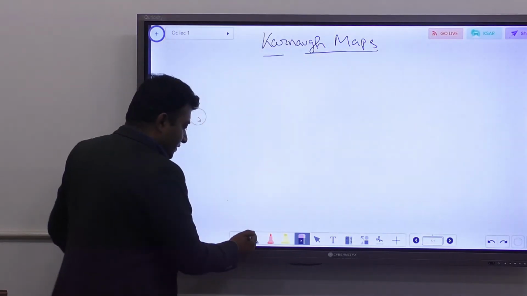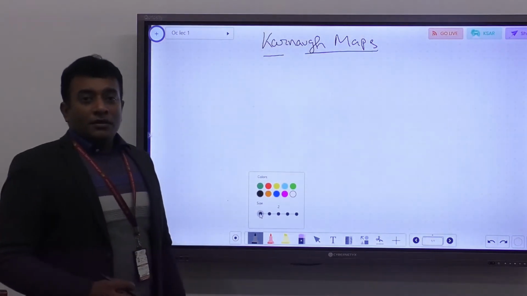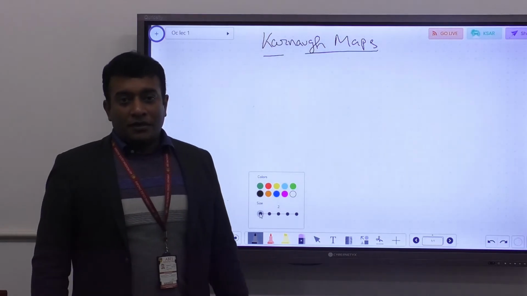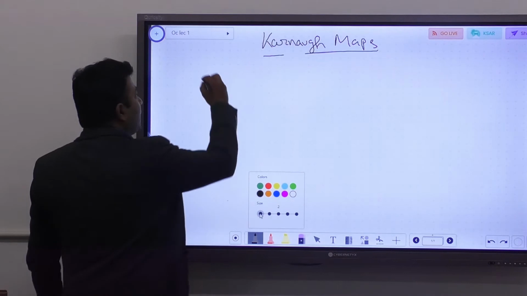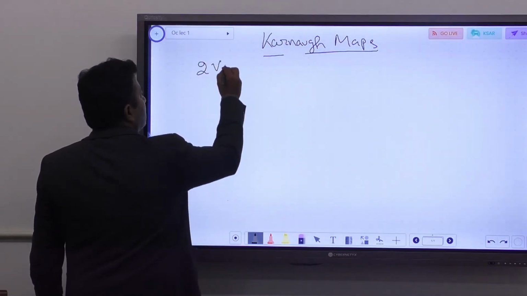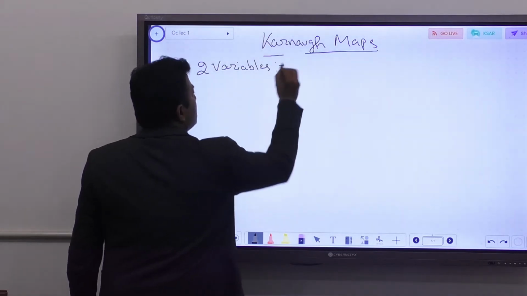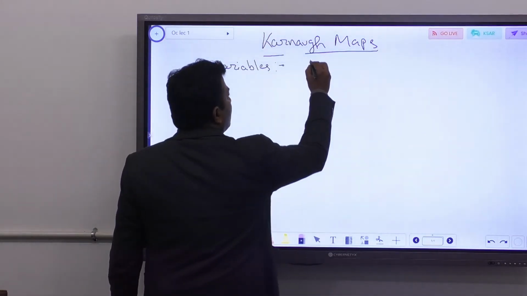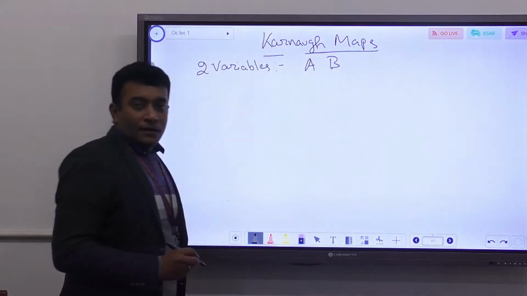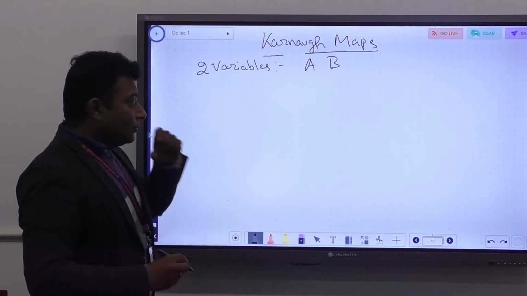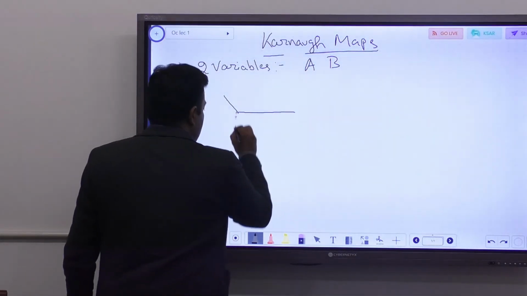K-maps. Now the first and foremost thing that matters is how many variables are there. Accordingly we will make the K-map. We'll start with two variables, that means only two variables. Let us consider them as A and B. In case you need to make a two variable K-map, we draw it this way.